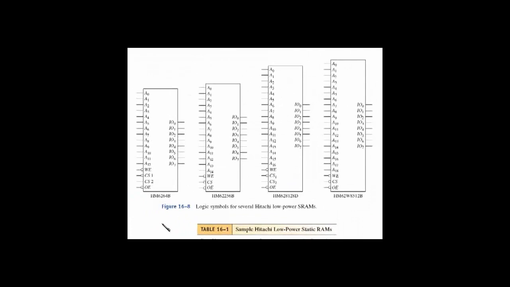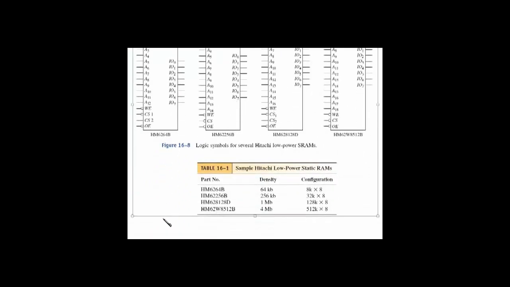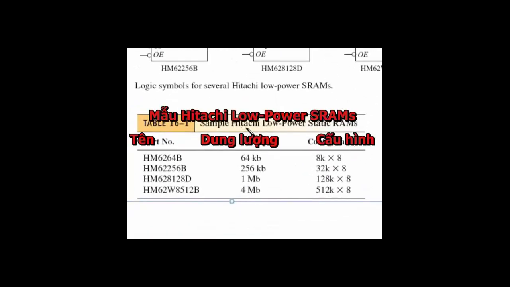So practically speaking, I'll show you the table first, we've got a sample of some Hitachi low power static RAMs configured in different densities, a 4K bit, a 1 meg, a 4 meg, and so on. Now the 4 meg is configured as a 512K by 8. That means that there's 8 data bits at each of the 512K locations. So let's look at these different configurations.